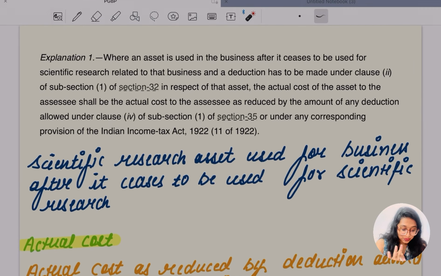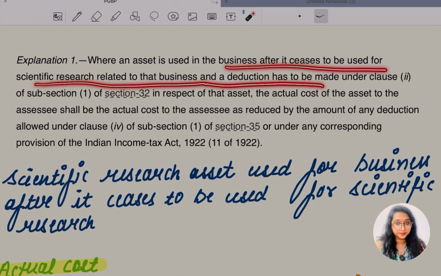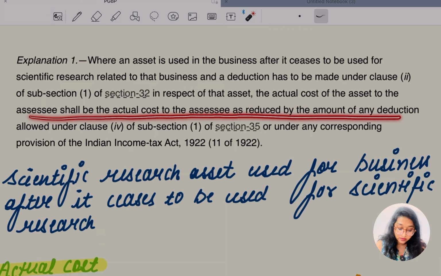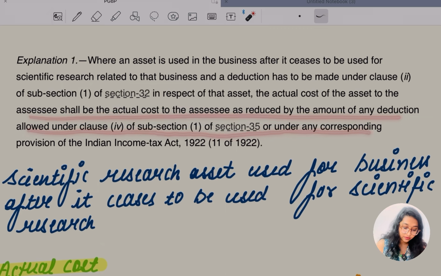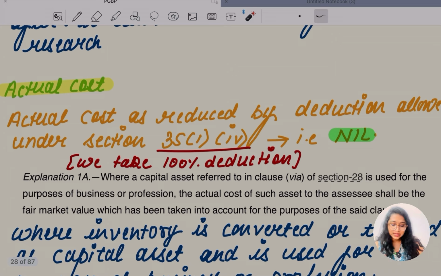I'll be quick, guys, so please adjust the speed up or down as per your convenience. Where an asset is used in business after it ceases to be used for scientific research related to that business, and deduction has been made or has to be made under clause (ii) of sub-section (1) of section 32 in respect of that asset, the actual cost of the asset shall be the actual cost as reduced by the amount of deduction allowed under clause (iv) of sub-section (1) of section 35 or under any corresponding provision of the Indian Income Tax Act 1922, earlier one we are talking about. So actual cost in this scenario is going to be nil because we already took the deduction of this asset for scientific research under section 35.